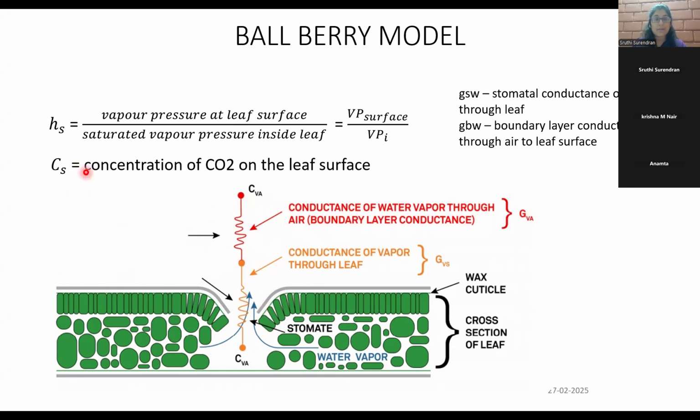Same is the case of carbon dioxide concentration. When carbon dioxide is entering the stomata, it has to cross this boundary layer, reach the surface of the leaf, and then go inside. So total conductance, or stomatal conductance to carbon dioxide, will be the boundary layer conductance along with the stomatal layer conductance to carbon dioxide.